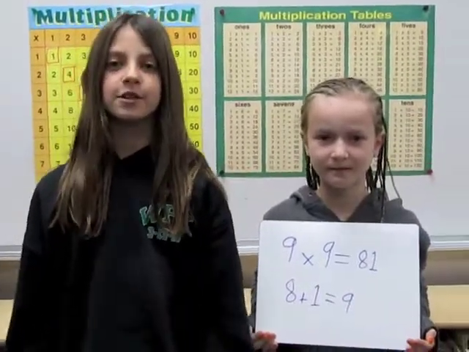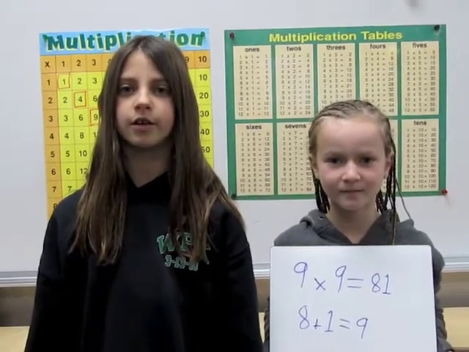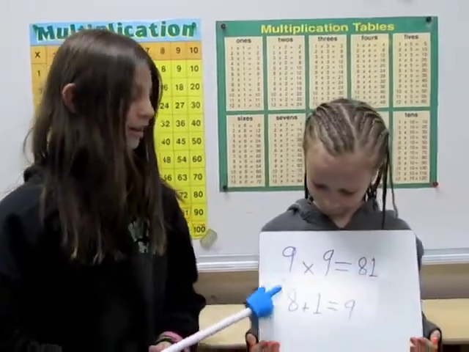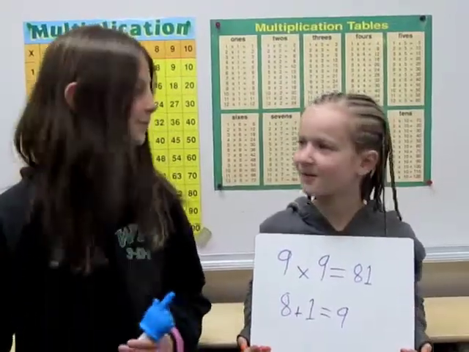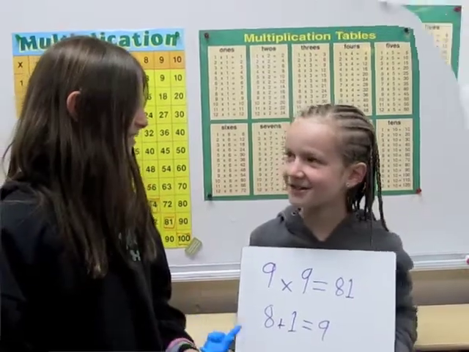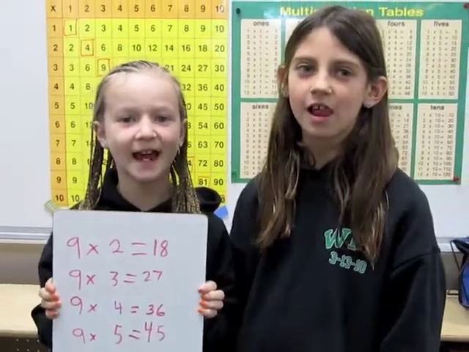Tip number 2. A trick for the 9s is all the digits in the products equal 9. For example, 9 times 9 equals 81, and 8 plus 1 equals 9. Wow, does that work with all the 9s? Yes. That's terrific. Here's another tip for the 9s.